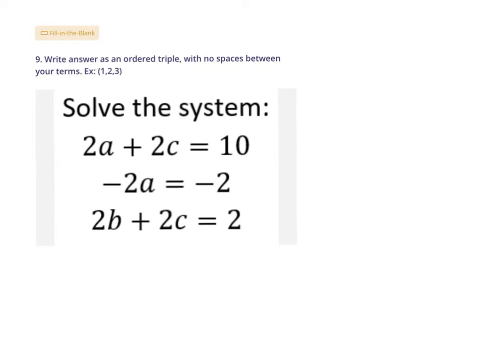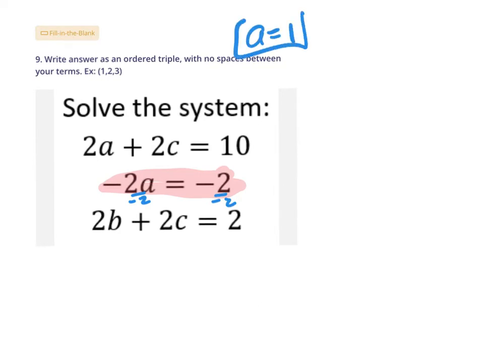You want answers. Could you get at least one answer? The answer is yes. Which answer could you quickly get? Could anybody give me an answer just by looking at this? The middle equation, if you look at it, you could actually solve for A. If you divide both sides by negative 2, divide by negative 2, you'll get your first answer, A equals positive 1. So there's your first answer.